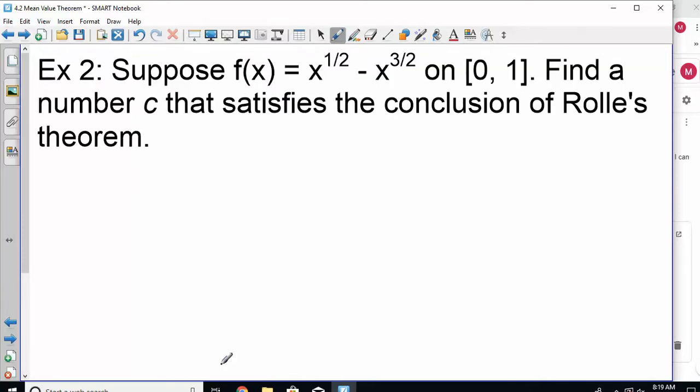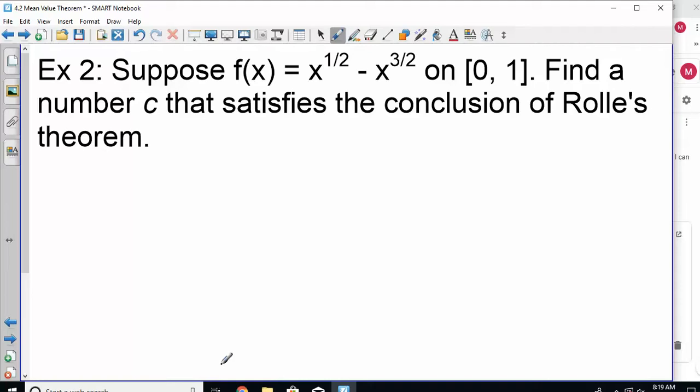Example where we're actually going to have to do everything. So suppose f of x equals x to the 1/2 minus x to the 3/2 on the closed interval 0 to 1. Find a number c that satisfies the conclusion of Rolle's theorem.